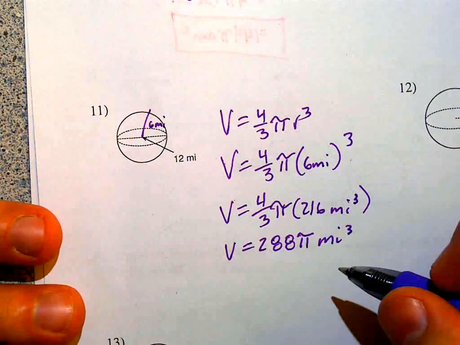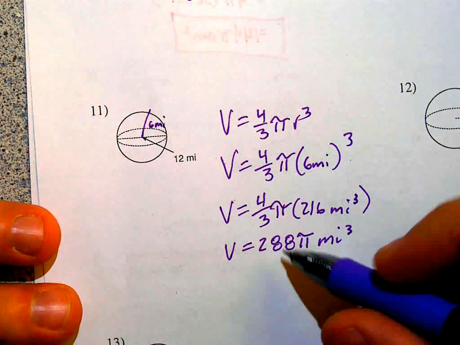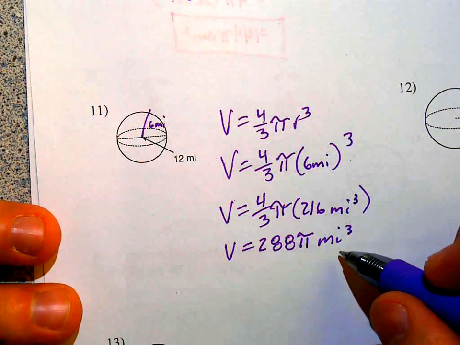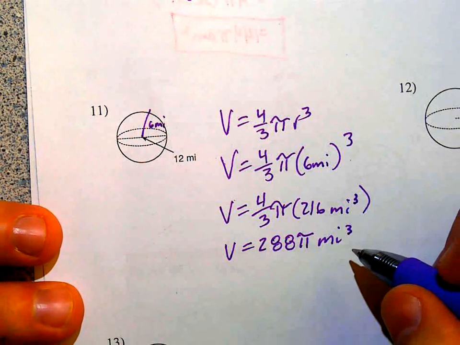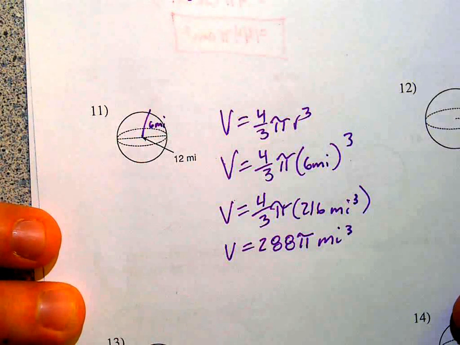Boy, that's a massive sphere. It's got to be something like the moon. I don't know. No, it's probably bigger. The moon's probably bigger than that. But 288 pi cubic miles.